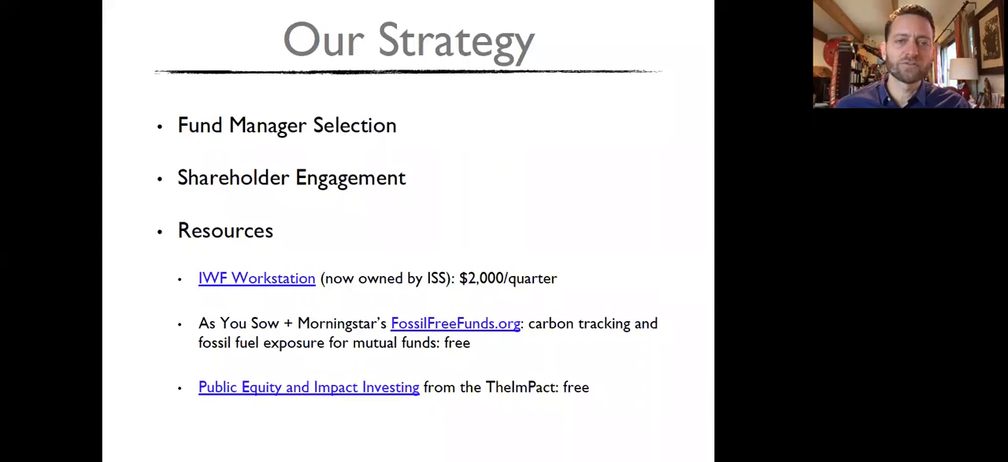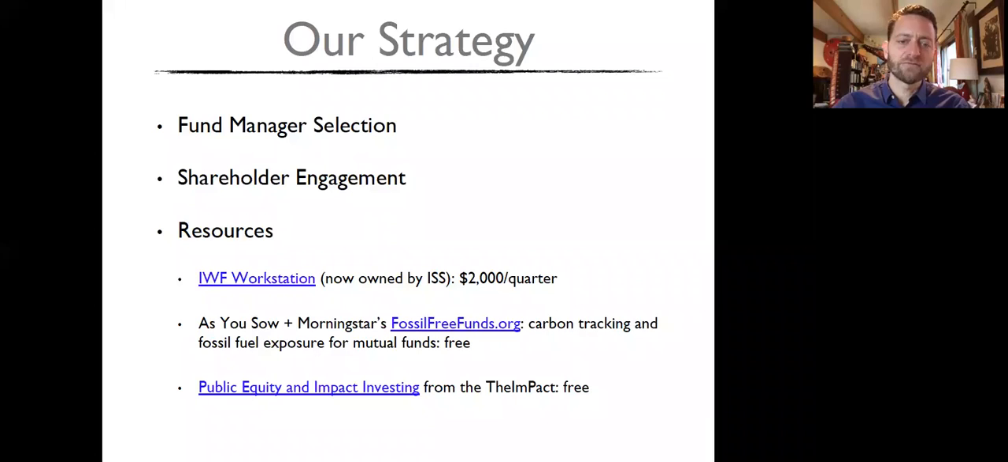As far as the resources that I like the most, IW Financial's Workstation is a professional grade product, but at a reasonable price, I think, and incredibly granular. I was just on there this morning looking at General Electric, how many Superfund sites they have, the last 10 years of their energy use, both gross and by $1 million of revenues. So for those of you who can afford $2,000 a quarter, it's an incredible tool for research, I think.